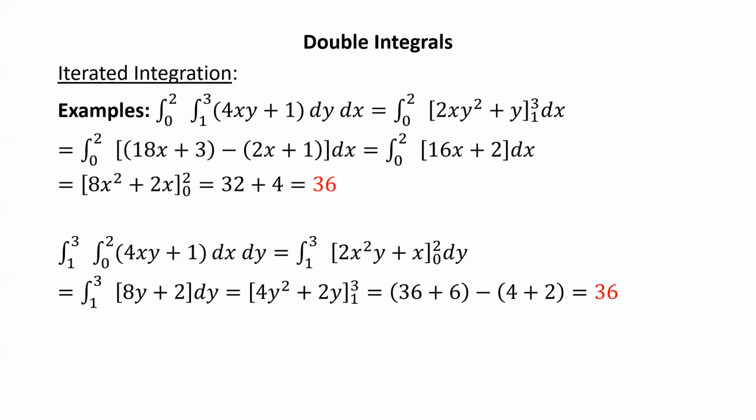Notice that in this case, the answers came out the same when we interchanged the order of integration. This will always happen when we're doing a double integral over a rectangle. How do we know it's a rectangle? Because all the limits on the integral symbols are constant. So whenever the limits on the integral symbols are constant, you can interchange the order of integration and you will always get the same answer.